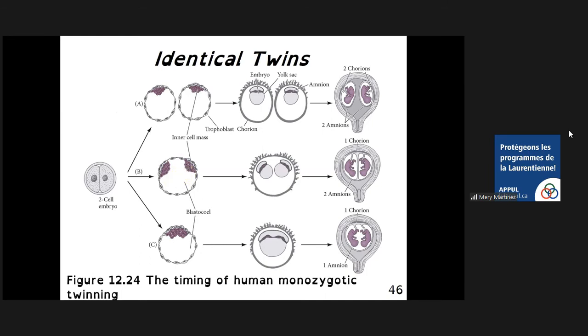The third way that we can have this monozygotic twinning is when a splitting occurs after the amnion formation. So we have here our trophoblast, our inner cell mass, okay? And then something happened here, and then we finish with twins in the same amniotic sac and in a single chorion. So all identical twins don't necessarily go through the same process, okay?